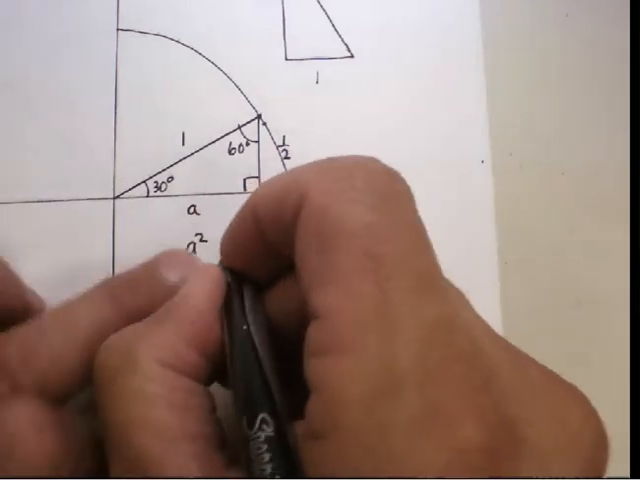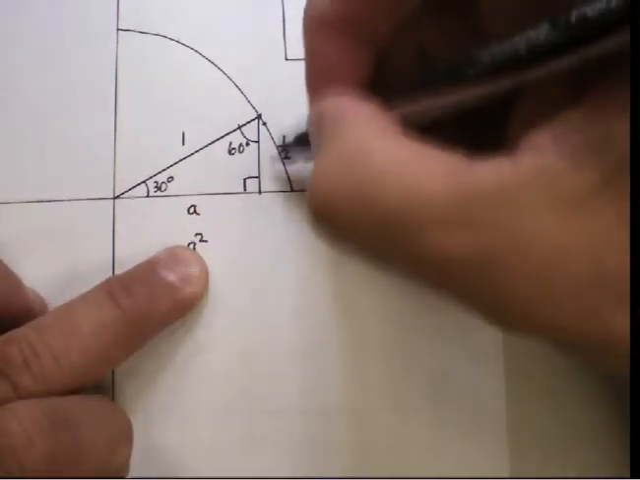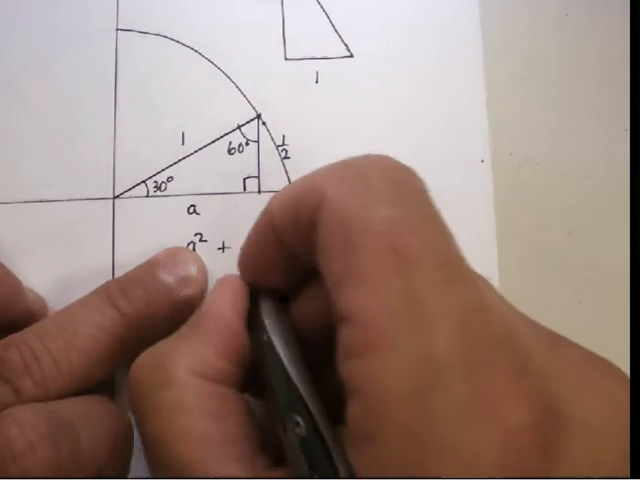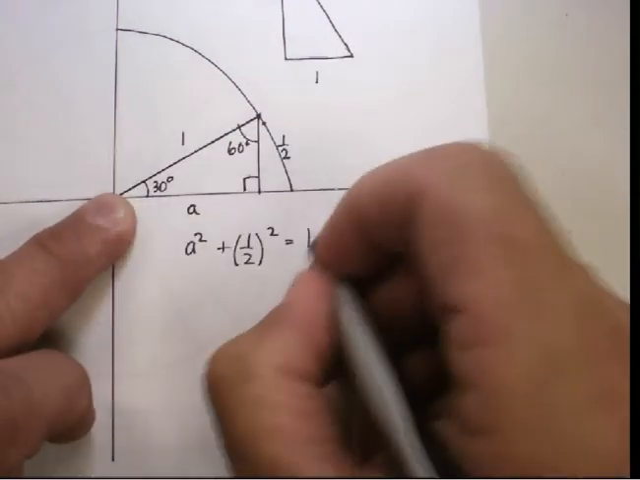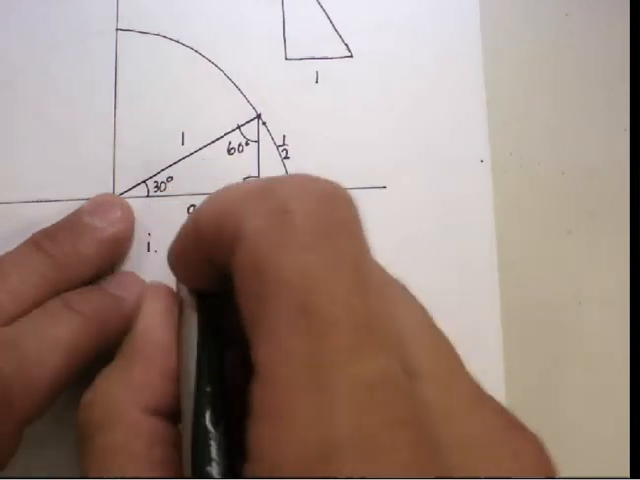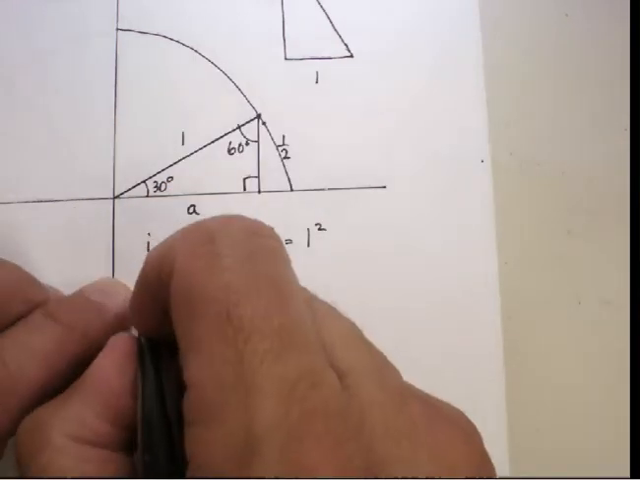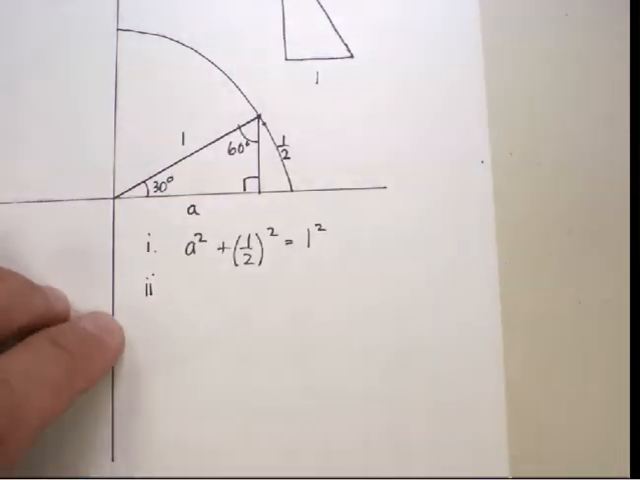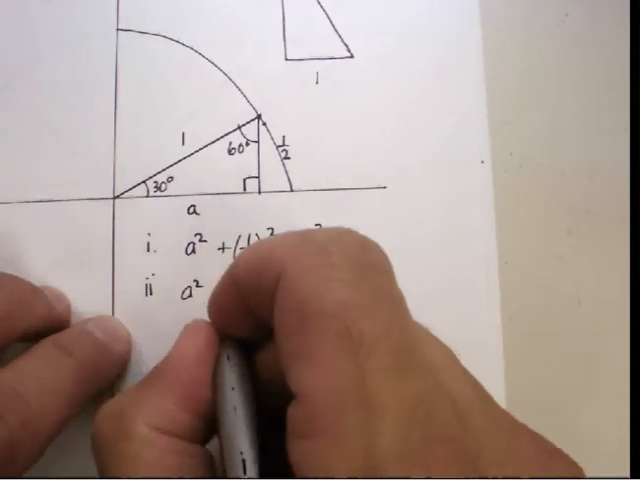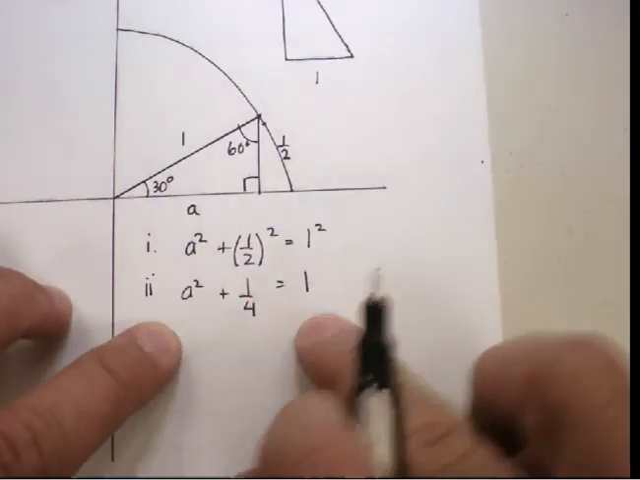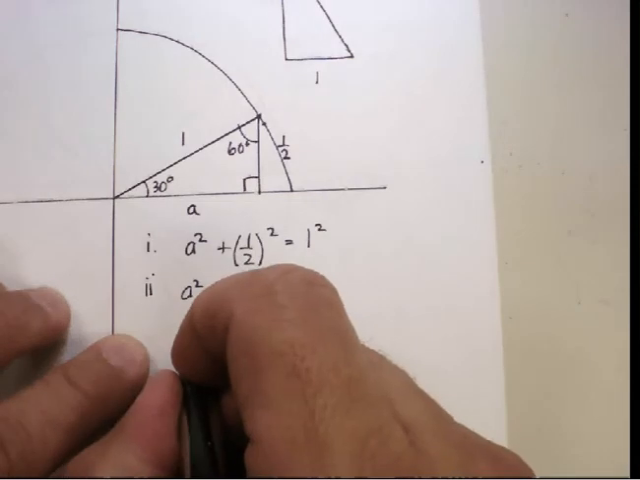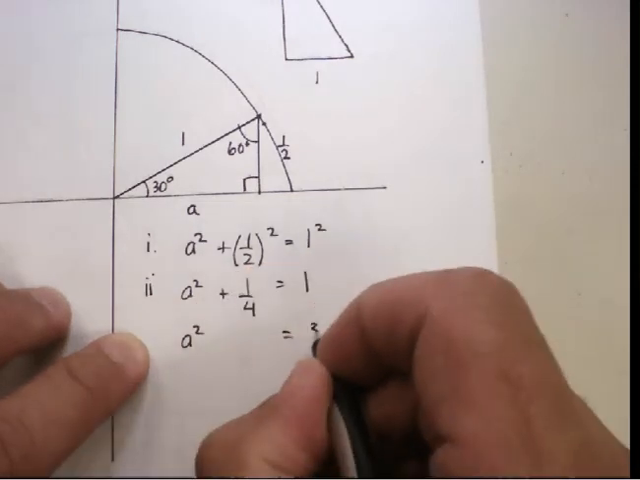So a squared, this side squared, plus this side squared is equal to 1 squared. So again, a squared plus b squared is equal to c squared. Now let's work this out. You're going to get a squared plus 1/2 squared, which is 1/4, equals 1. Let's subtract 1/4 from both sides. You end up with 3/4.